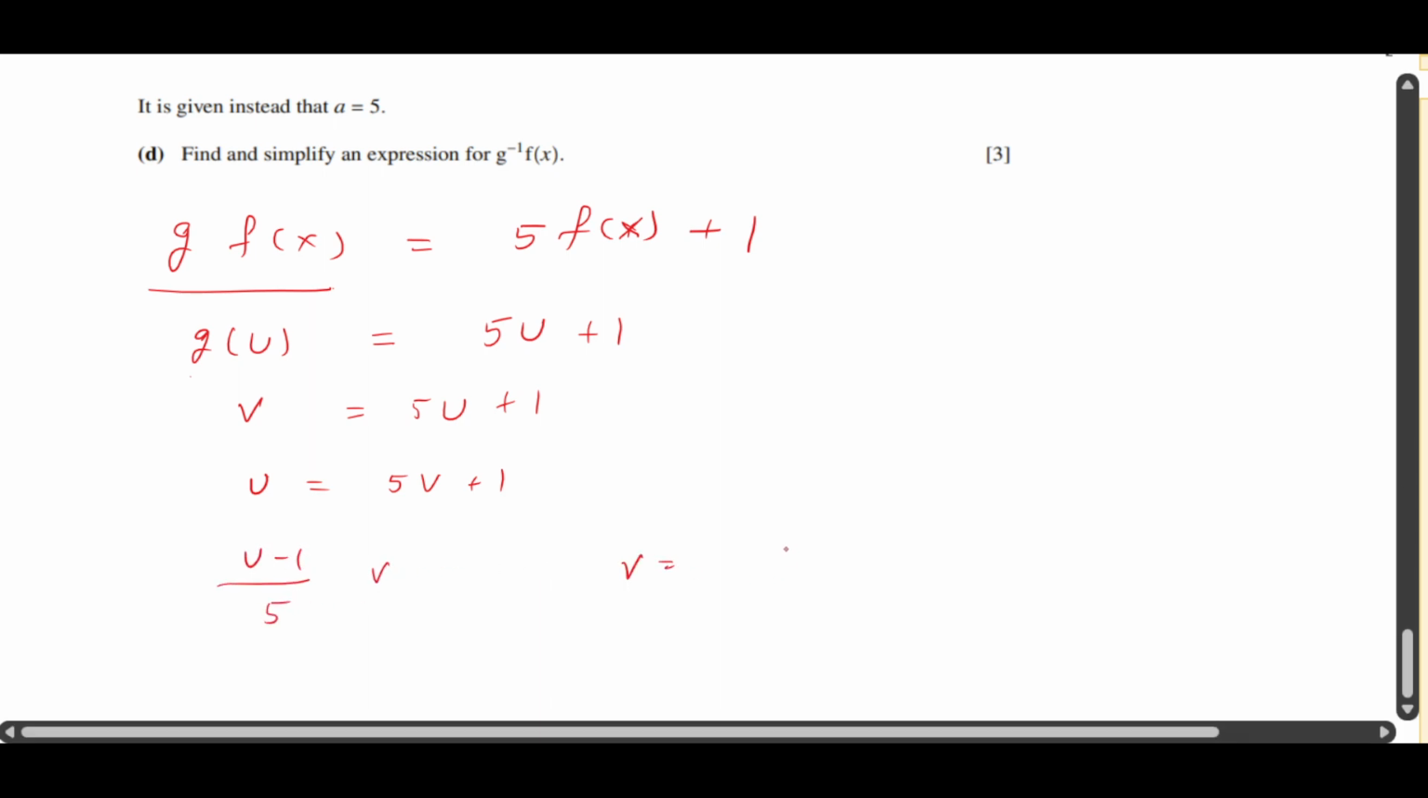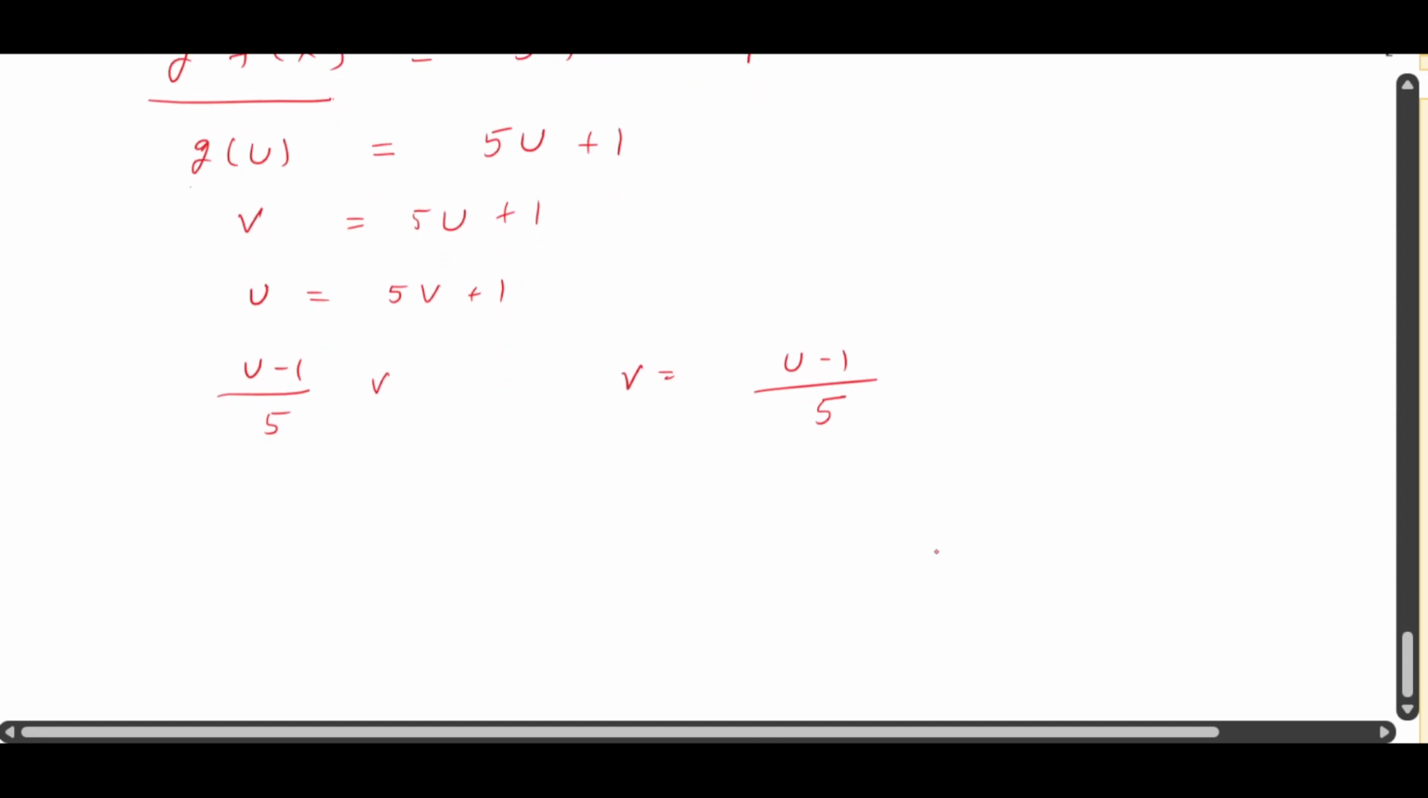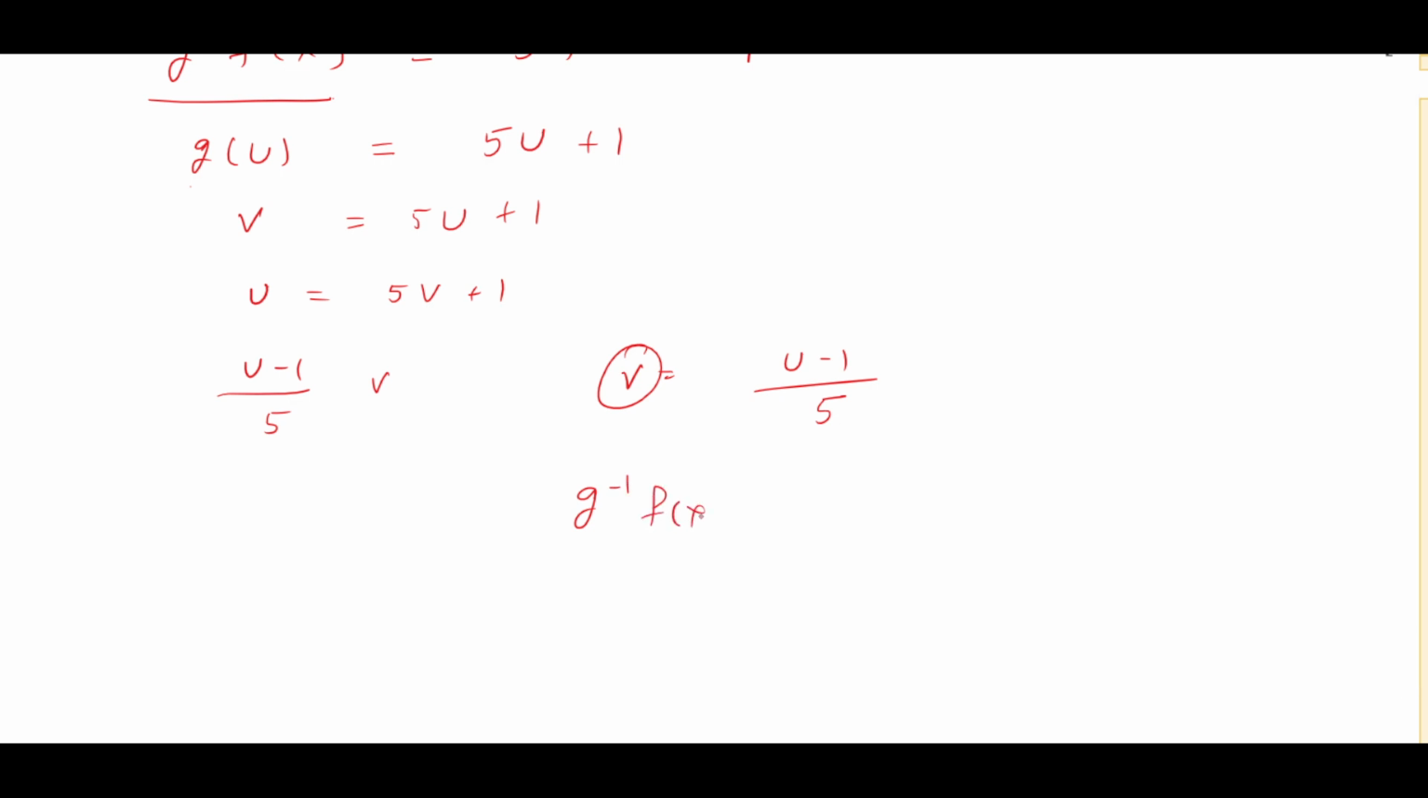So v is equal to (u minus 1) divided by 5. After interchanging, I get this value. So that means this is g inverse of fx. So g inverse of fx is (u minus 1) upon 5. Now u is what? It is fx. So it is (fx minus 1) upon 5.